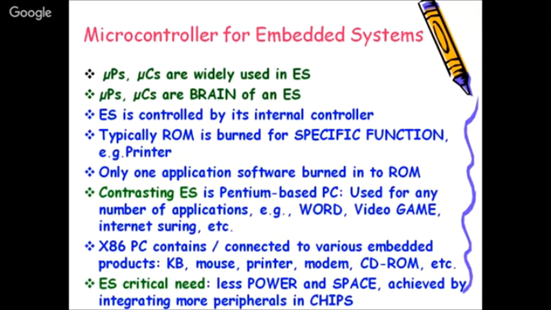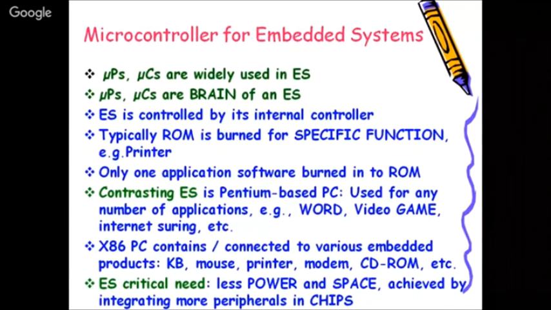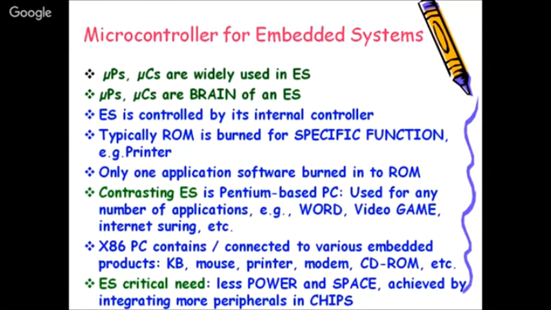This embedded system is controlled by its internal controller, and this controller can be anything like PIC. Today we'll be seeing PIC, and how it works like a brain to any particular embedded system as an internal controller. And typically ROM is burned for a specific function. Like in case of PIC, it is on chip, and we burn the firmware with a particular specific program.